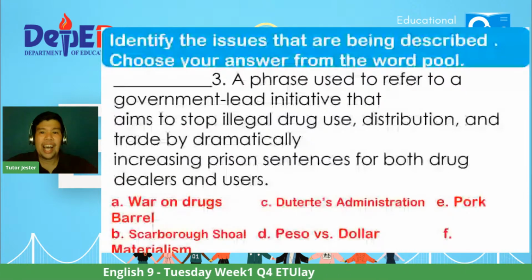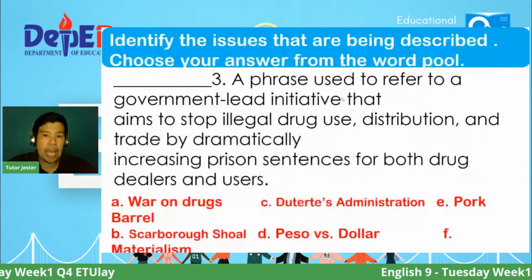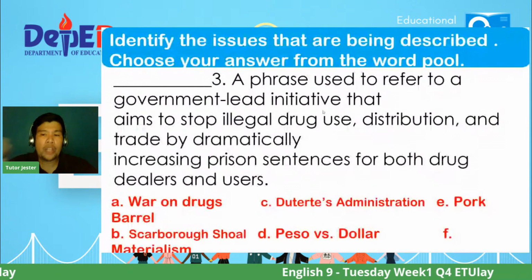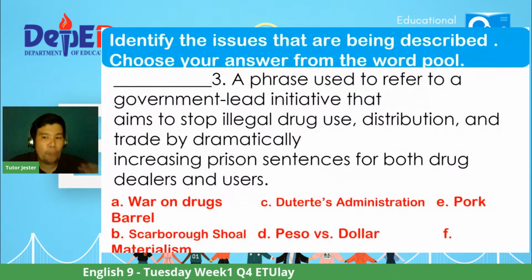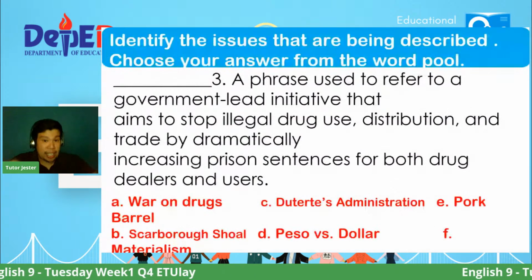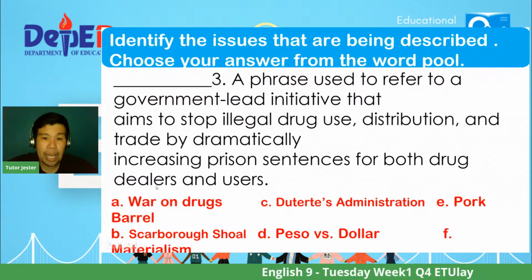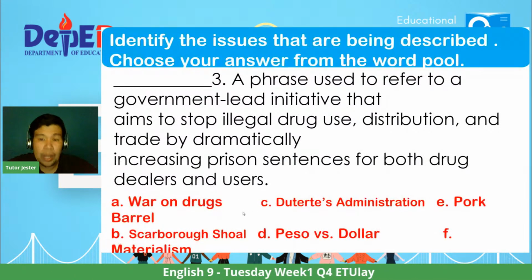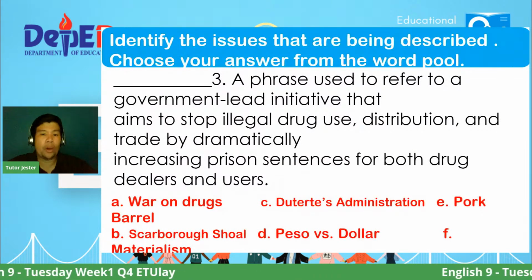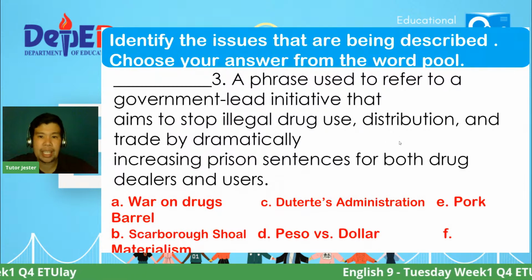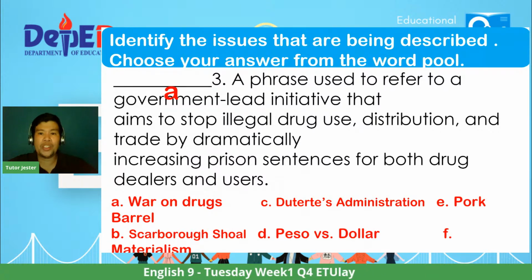Tama ba? A phrase used to refer to a government-led initiative that aims to stop illegal drug use, distribution, and trade by dramatically increasing prison sentences for both drug dealers and users. It is indeed, alam na alam natin. What is your answer? Is it A, war on drugs? B, Scarborough Shoal? Letter C, Duterte's administration? D, peso versus dollar? E, pork barrel? Or F, materialism? It is indeed letter A. Number 3 is letter A, war on drugs.